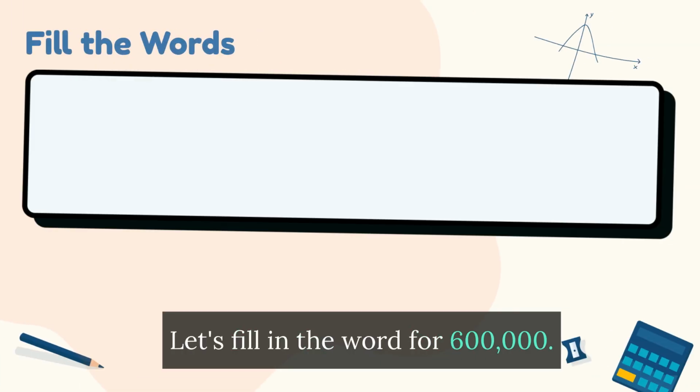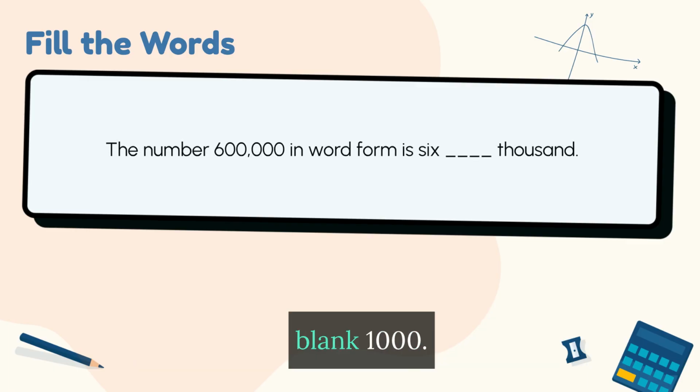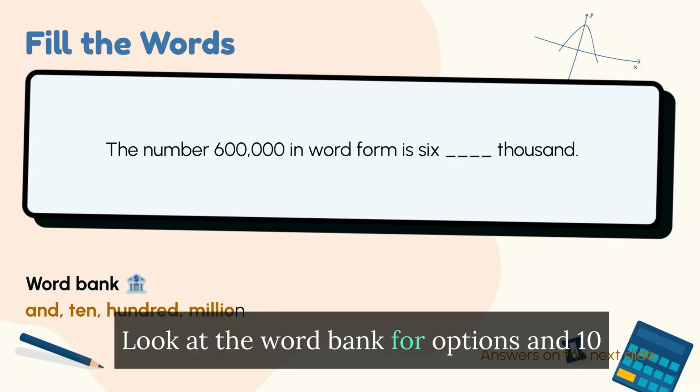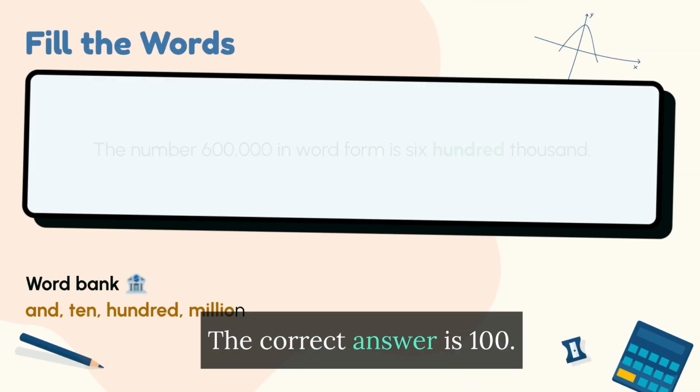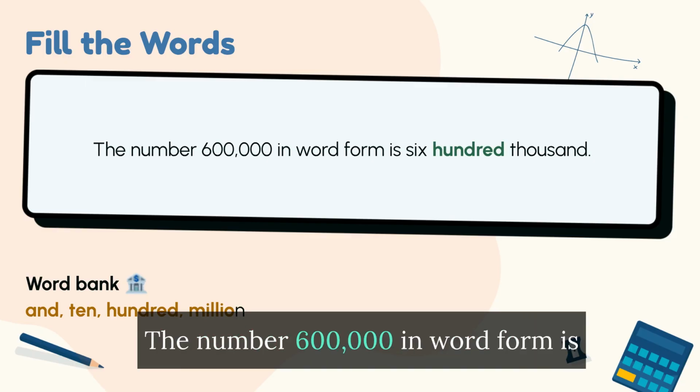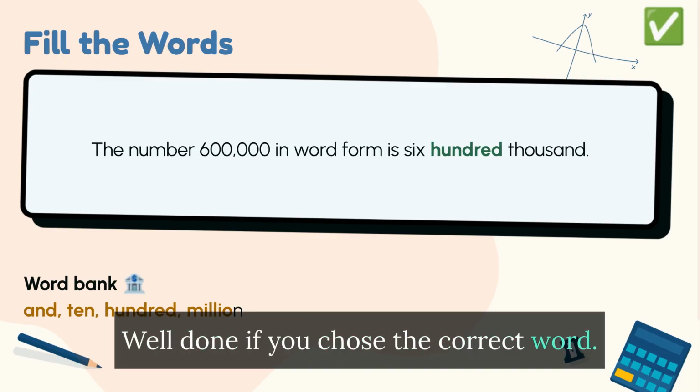Let's fill in the word for 600,000. The number 600,000 in word form is blank thousand. Look at the word bank for options: ten, hundred, million. The correct answer is hundred. The number 600,000 in word form is six hundred thousand. Well done if you chose the correct word.